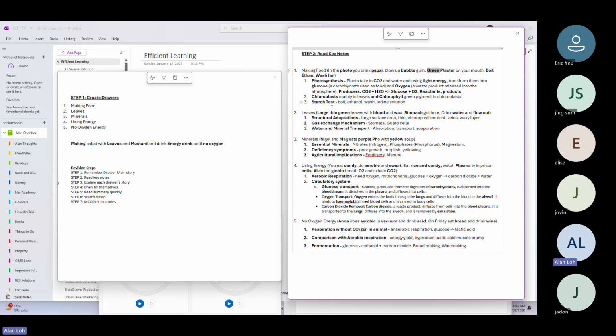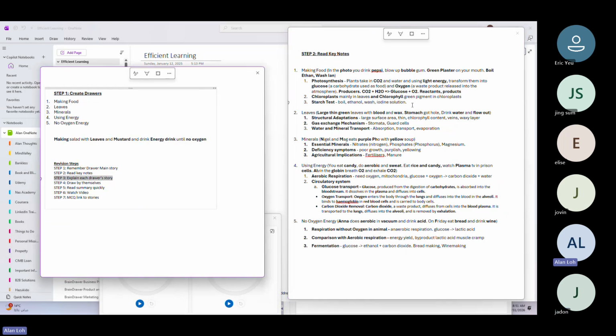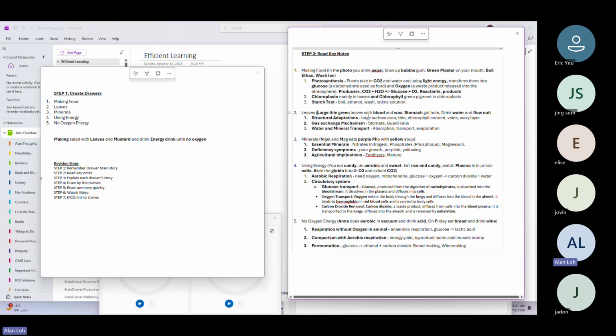Because in the starch test, you are boiling the ethanol and you're washing the iodine solution. So ethane represents ethanol, iron represents iodine. Okay, I hope you still remember this. If not, I think by doing this exercise, you're having a refresher. Right, same goes to this story.